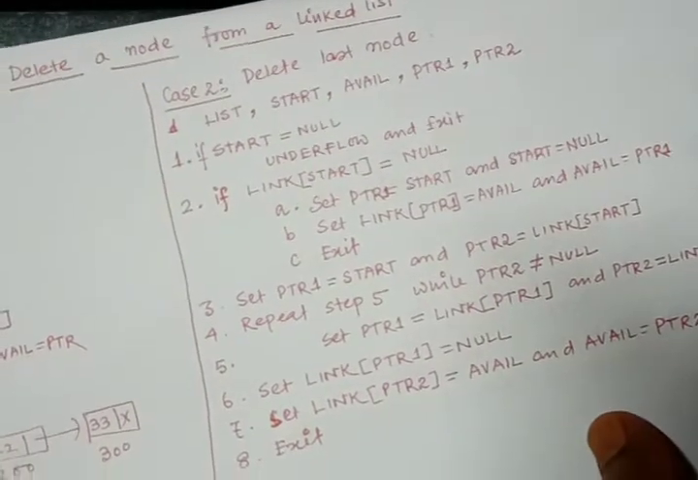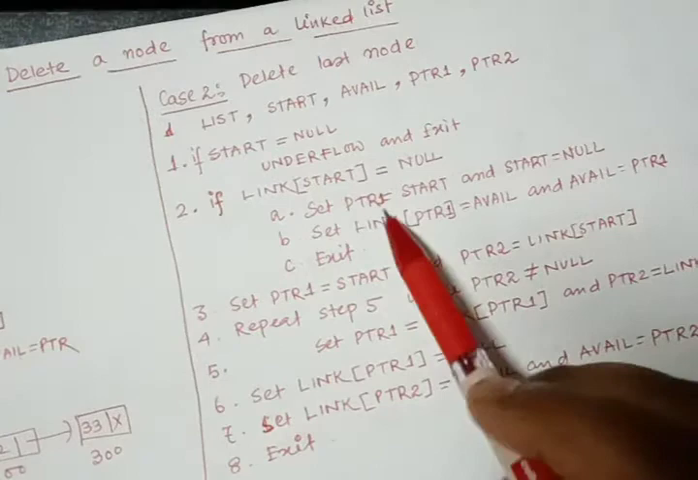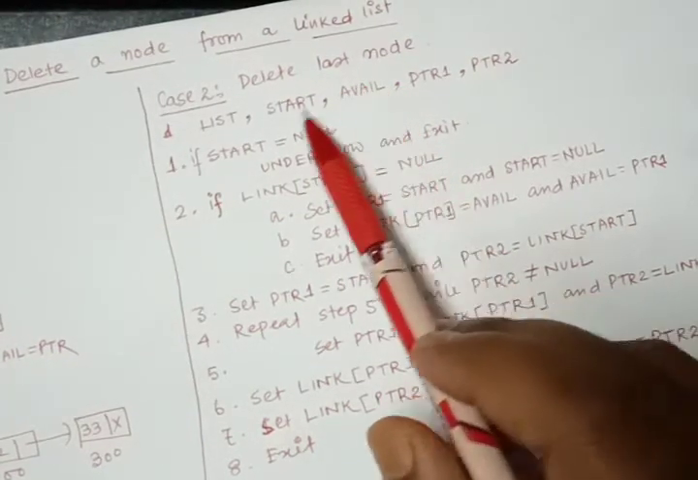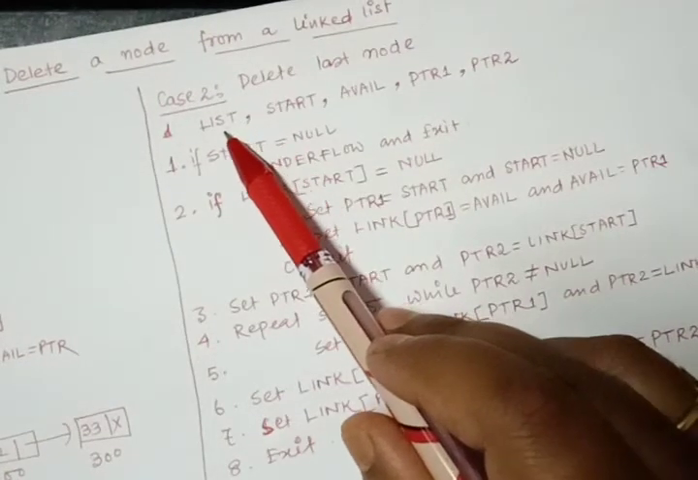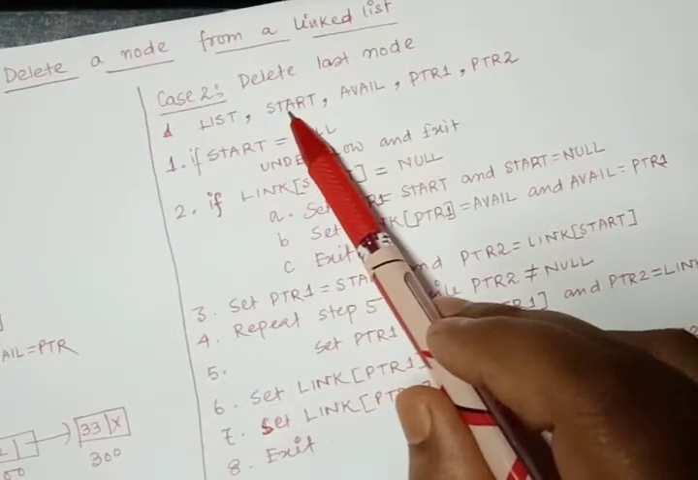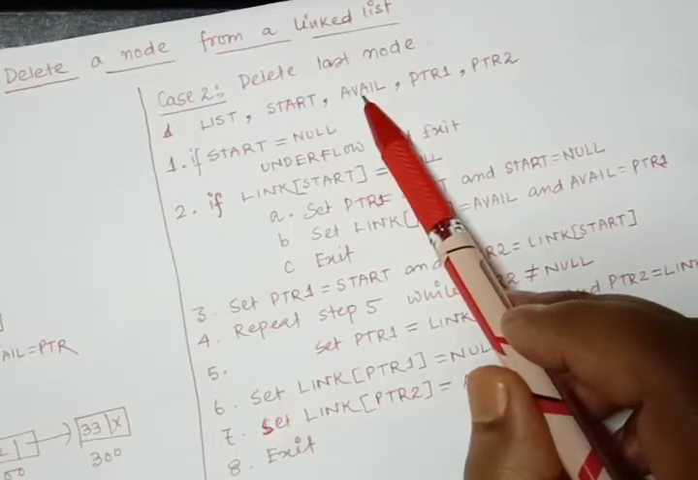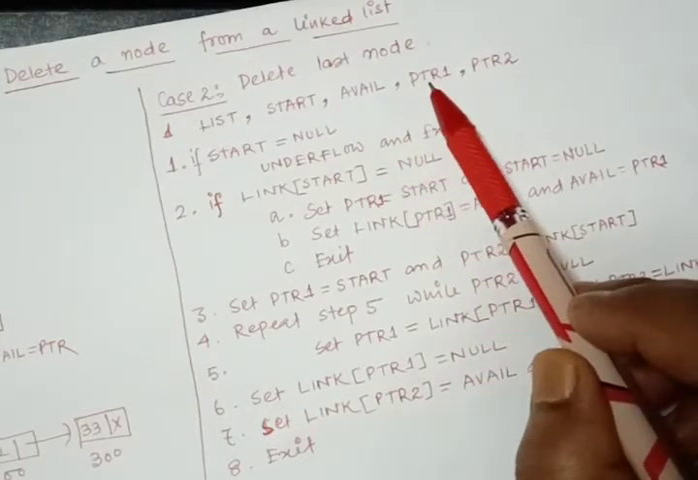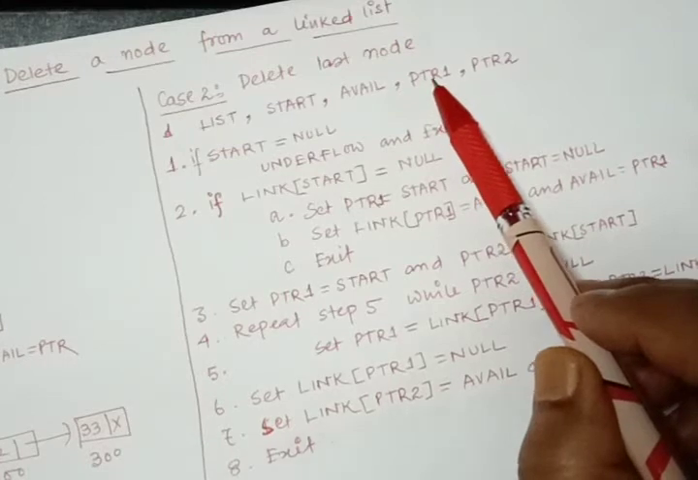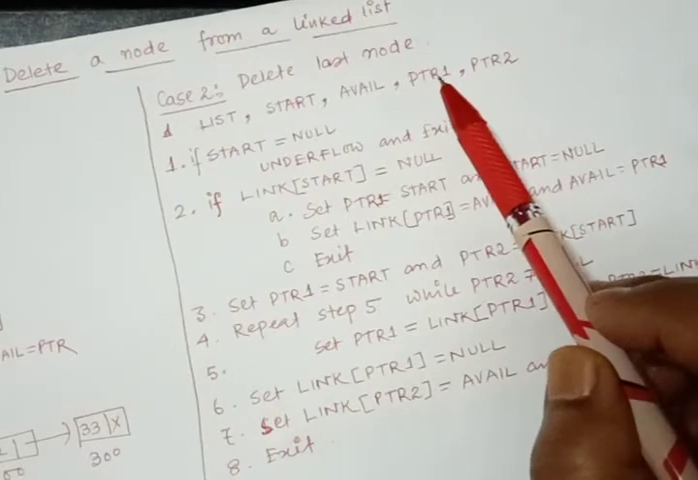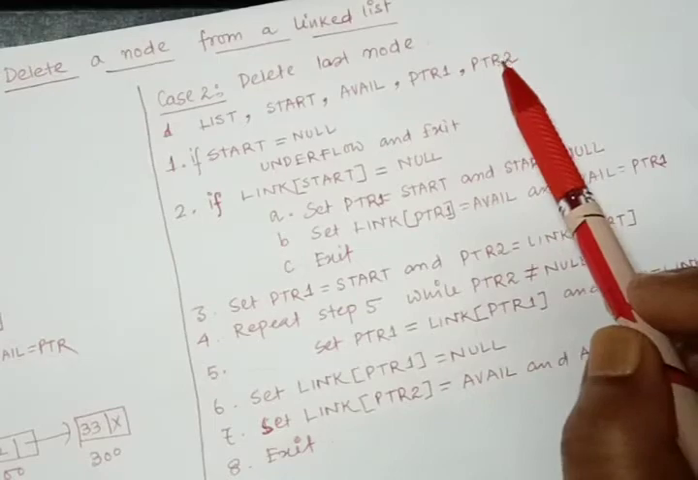Now we move to the second algorithm, and that is, we can delete the last node from the linked list. So suppose the list is in memory and start is the starting address of the node, avail is the starting address of the available list, and instead of one pointer as in the delete first node algorithm, here we have to maintain two pointer variables, ptr1 and ptr2.